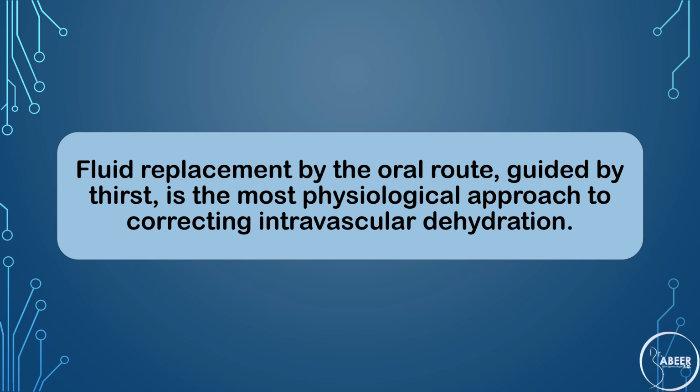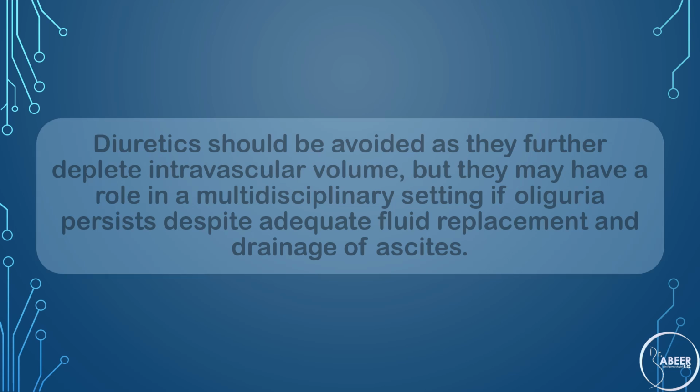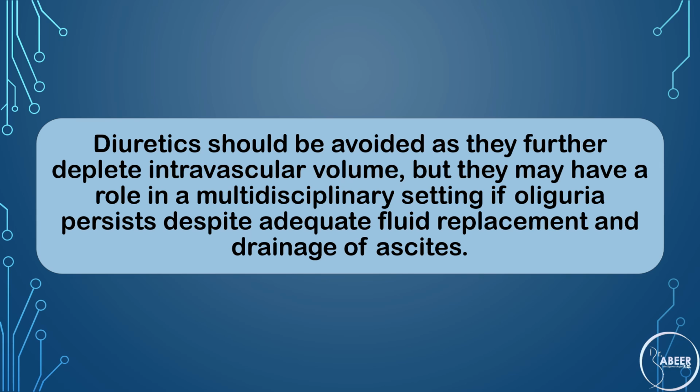Fluid replacement by oral route, guided by thirst, is the most physiological approach to correcting intravascular dehydration. Women with persistent hemoconcentration, despite volume replacement with intravenous colloids, may need invasive monitoring, and this should be managed with anesthetic input. Diuretics should be avoided as they further deplete intravascular volume, but they may have a role in a multidisciplinary setting if oliguria persists despite adequate fluid replacement and drainage of ascites.